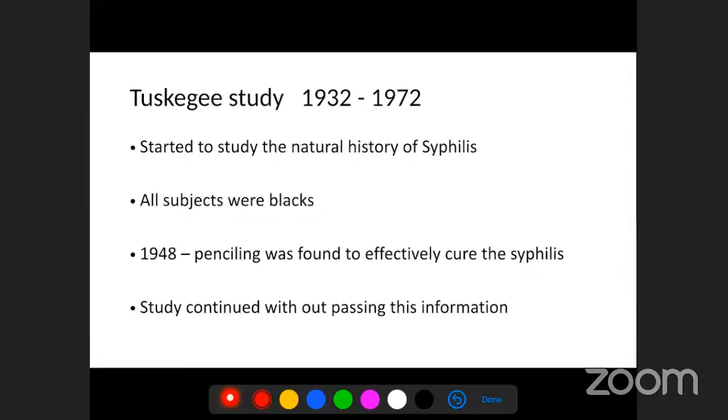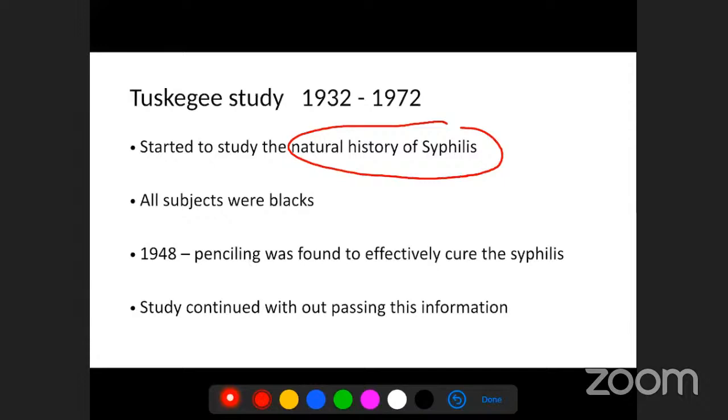Another major occurrence during that time period was the Tuskegee study. The Tuskegee study started in 1930 as a study of the natural history of syphilis. All the subjects were blacks. The problem was, by 1948, penicillin was found to be effective as a curative agent for syphilis. And then the public health agency which ran the experiment discussed this. They thought, we will not tell the participants about the effect of penicillin on syphilis, because if we told them, they would take treatment, and then we cannot study the natural course. Then they went on with the study.